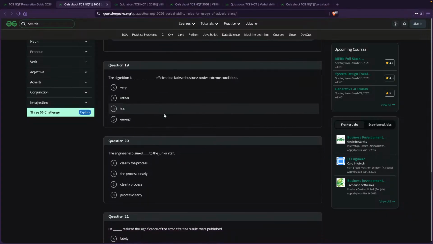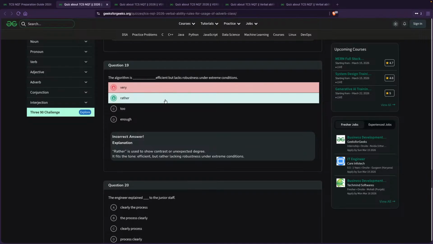The algorithm is very efficient, but lacks robustness under extreme conditions. Too efficient, very efficient, too efficient. What will be the answer? That will be rather efficient. Not rather, maybe enough. Okay, I think enough can work. The algorithm is enough efficient, but lacks robustness. Or very efficient. I will go with very.